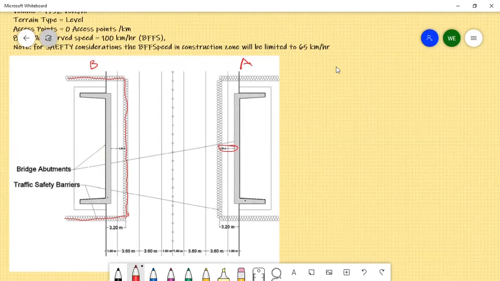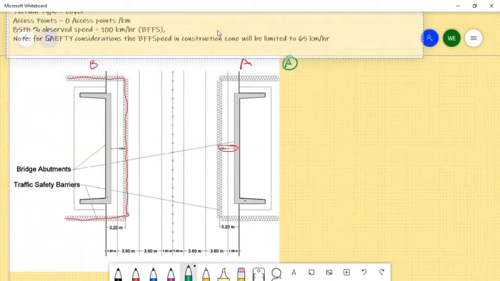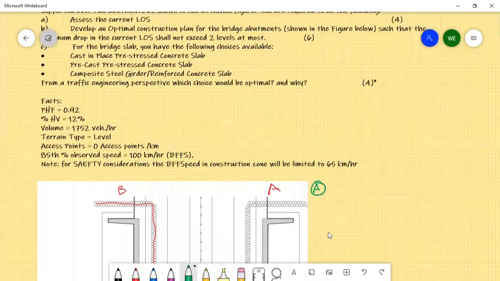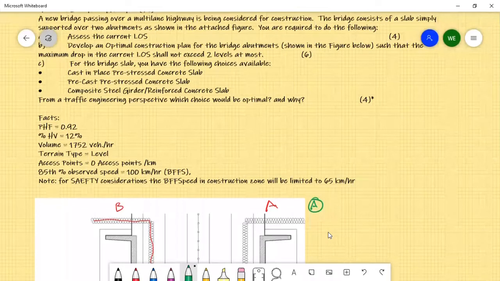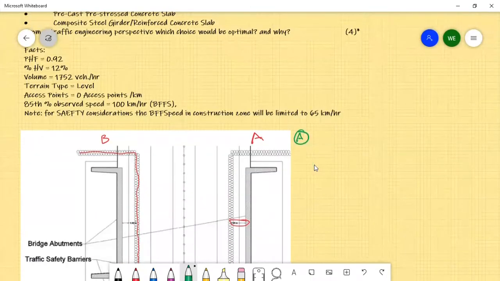So in order to solve this problem, let's work on it step by step. Step one, assess the current situation. See what is the current level of service. So these are the facts here. Current LOS.